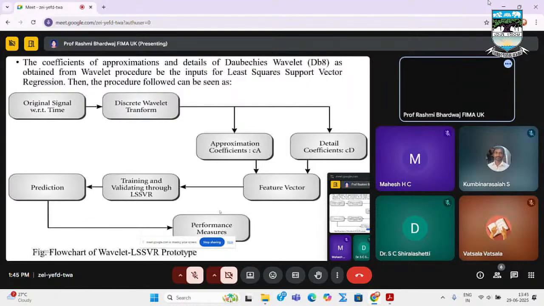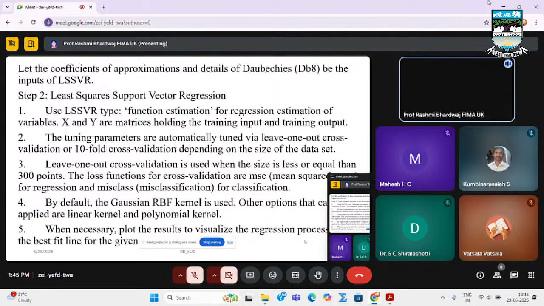So we define the error to be minimized, meaning basically whatever we are forecasting, if it is closer to the observed values, then we say that it is a good approximation. Already I said that here we are using the Daubechies 8 wavelet, using the input for the LSSVR method. For the LSSVR type, as already explained, we are using 10-fold cross validation. Gaussian RBF we are taking to define the function.